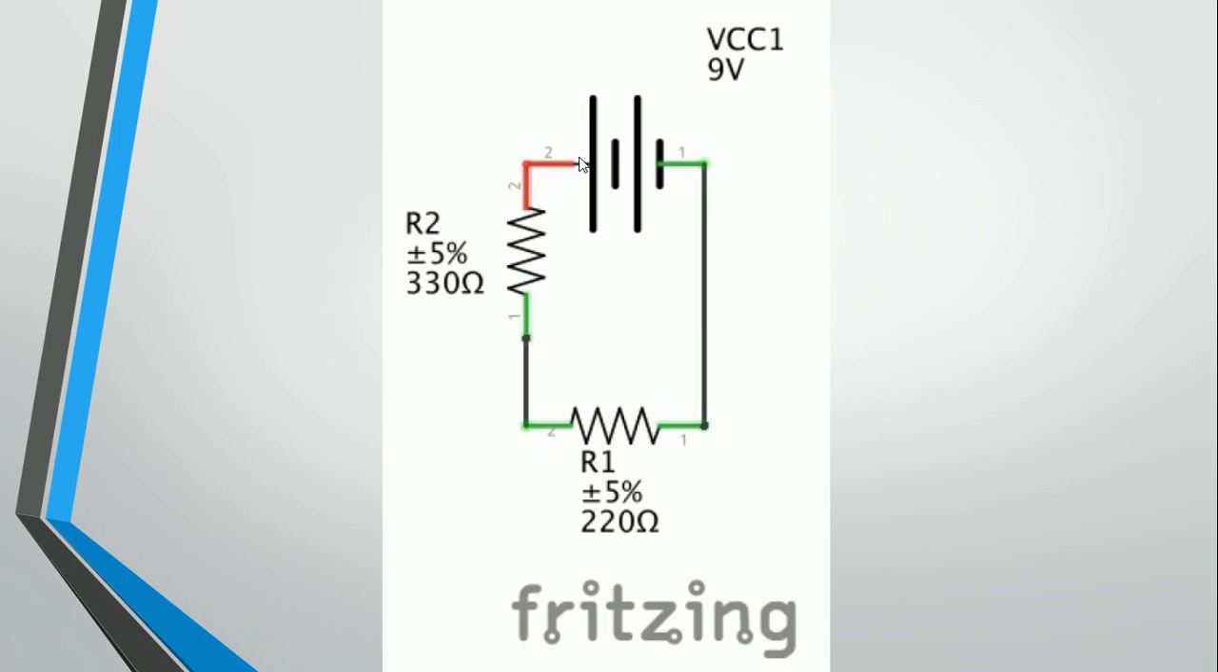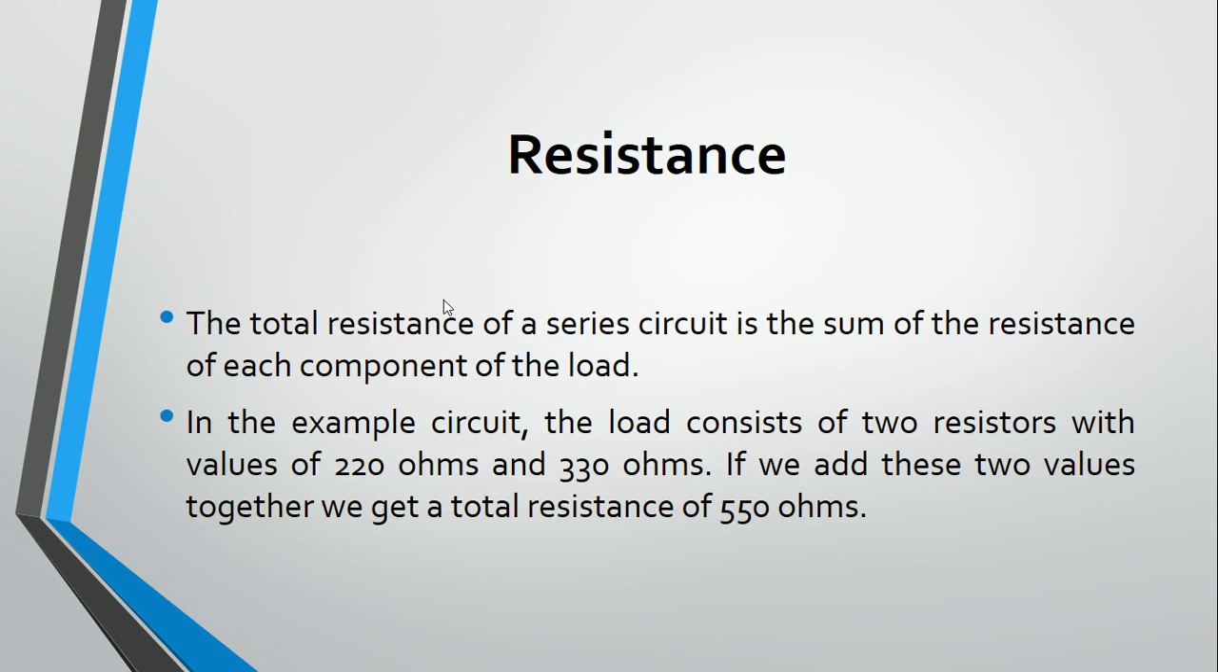Let's go back to the example. We have resistor 1, which has a value of 220 ohms, and resistor 2, which has a value of 330 ohms, as an example. So the load consists of two resistors, 220 ohms and 330 ohms. As I said earlier, the total resistance of a series circuit is just adding all of the resistance of each component of the load. So we're just going to add the values of these two resistors. 220 and 330, I think you don't need a calculator, you can do it mentally. So we have a total resistance of 550 ohms. Okay, it's just easy.